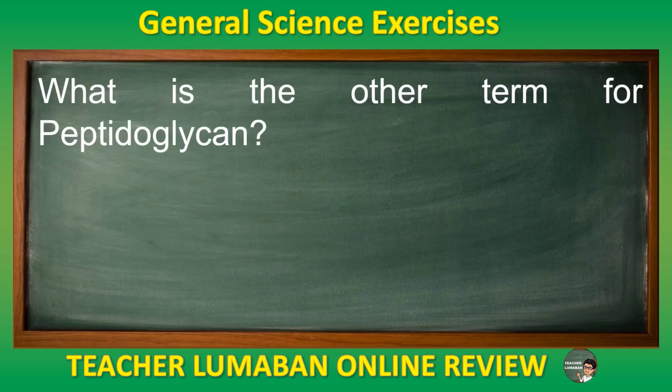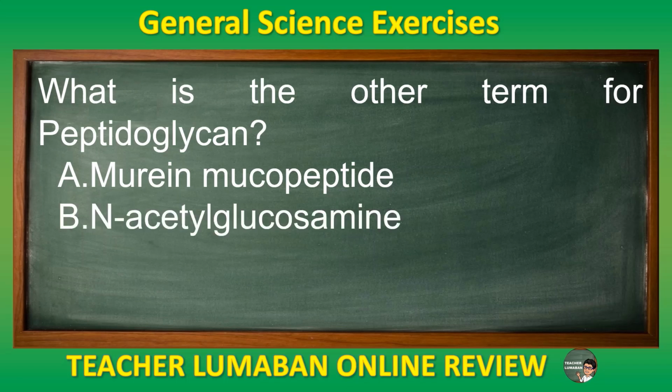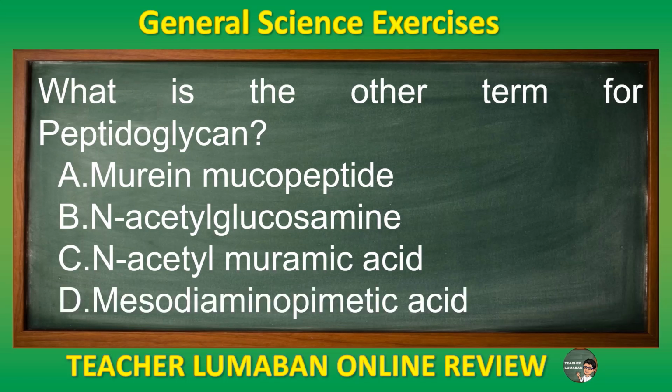What is the other term for peptidoglycan? Letter A, murein mucopeptide. Letter B, N-acetylglucosamine. Letter C, N-acetylmuramic acid. Letter D, meso-diaminopimelic acid. Choose the suitable answer based on the given choices in 5 seconds. 5, 4, 3, 2, 1.